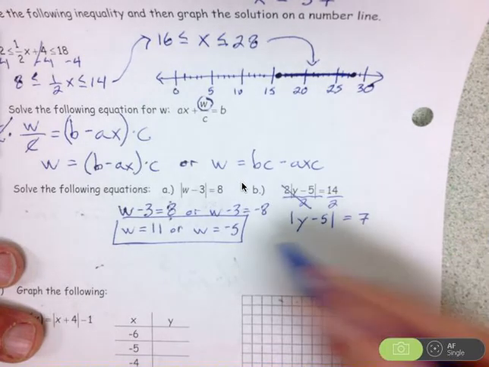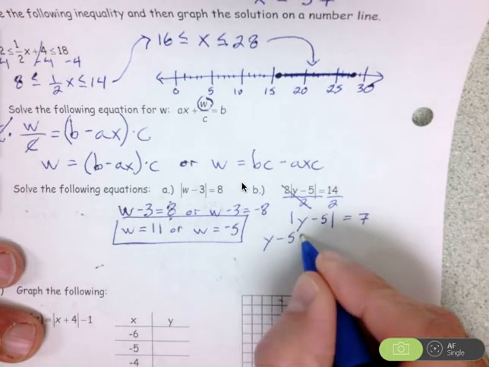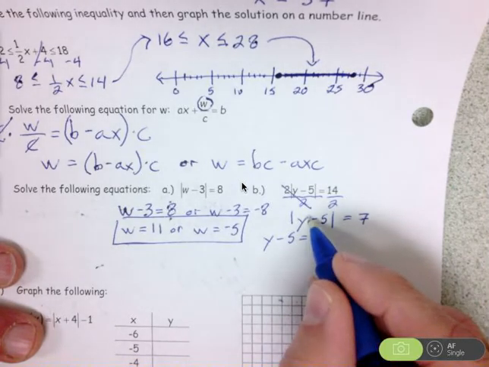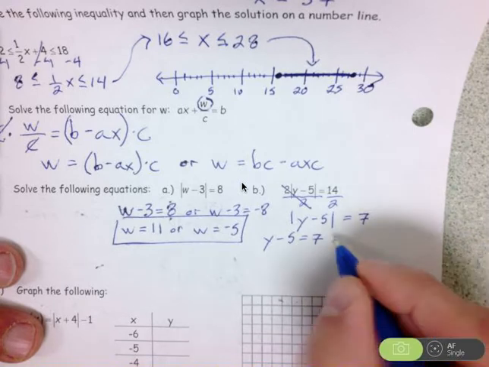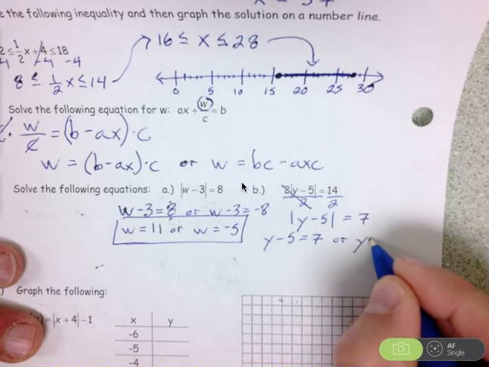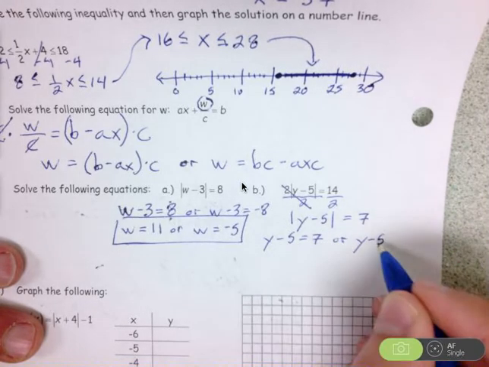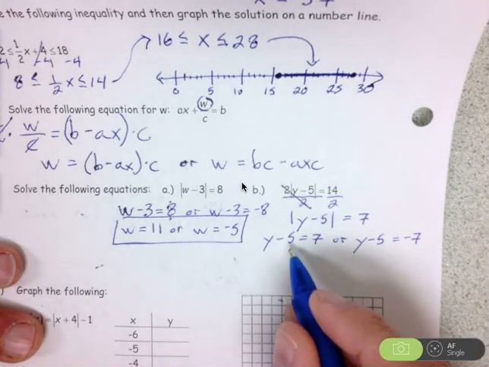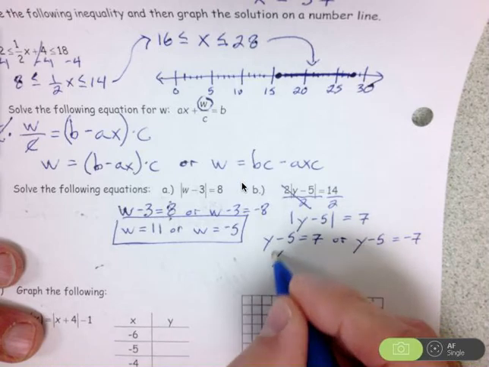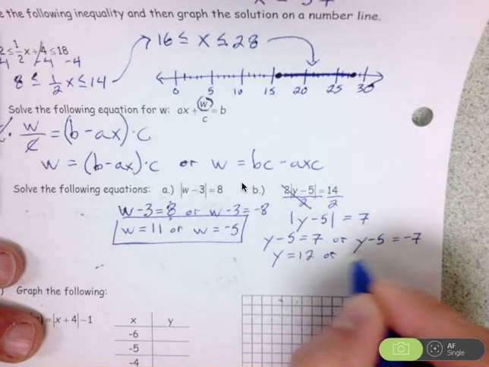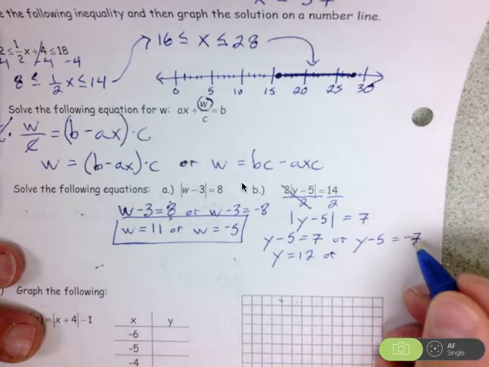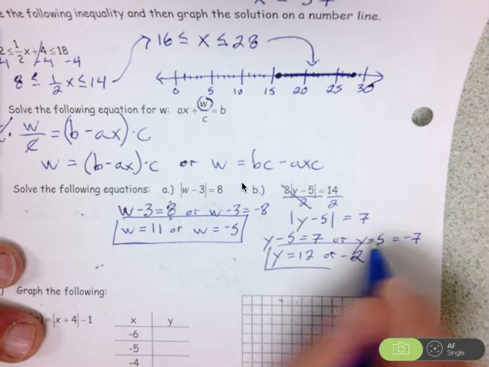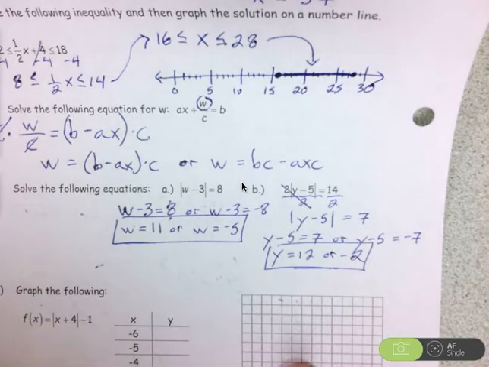Again, I have two cases. Maybe the y minus 5 is already positive 7, or maybe the y minus 5 is negative 7, so that the absolute value of it will make the positive 7. So I can write it that way. Y minus 5 equals positive 7, or it equals negative 7. And then I can solve these simple expressions. Adding 5 to both sides would give me 12. Or here, adding 5 to both sides, the negative 7 plus 5 gives me negative 2. There are my two possible solutions.